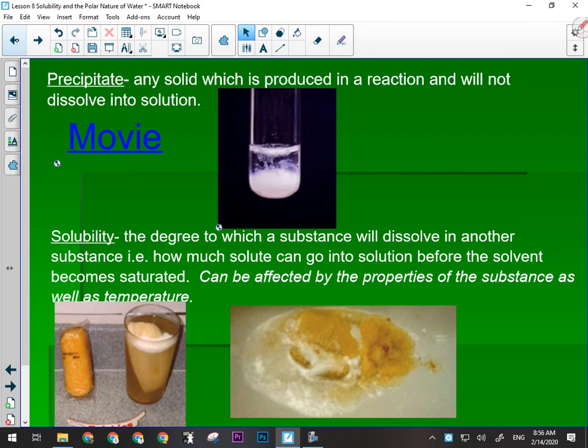I'm going to show you kind of what that looks like. I've just got a quick YouTube video of it here. I'm mixing some stuff together and you can actually see the precipitate form. It's not a life-changing video by any stretch of the imagination, and it's got this really strange background music that doesn't fit the video. You'll see what I mean when you watch it.